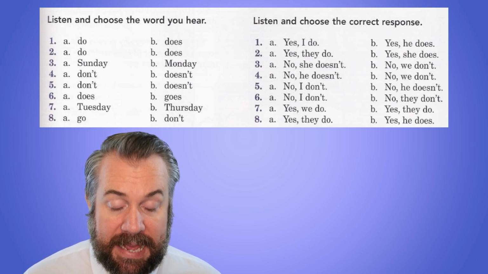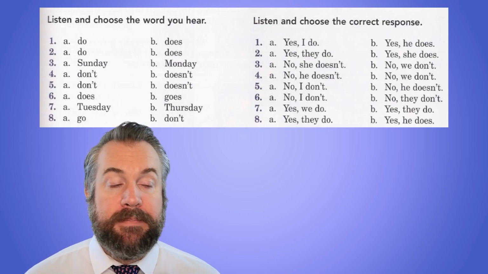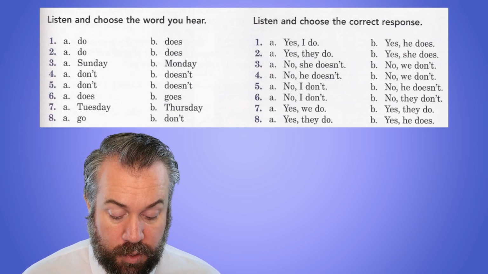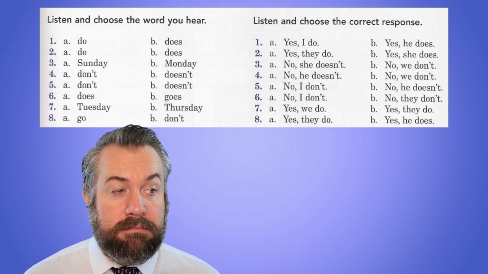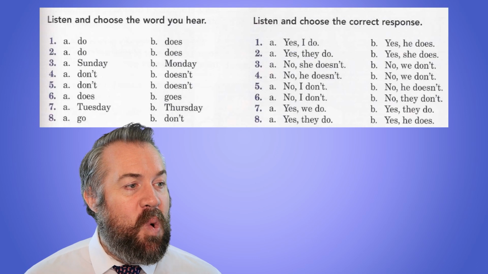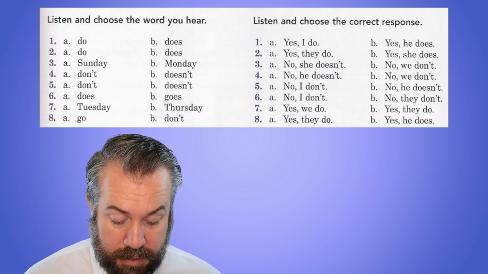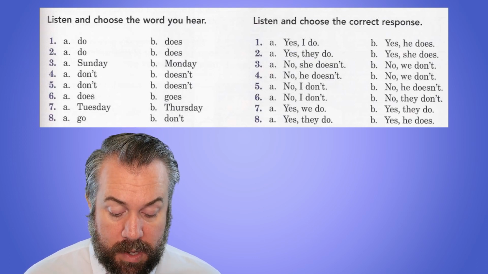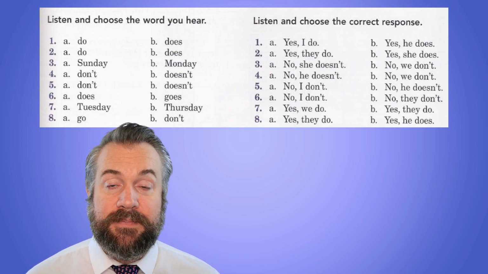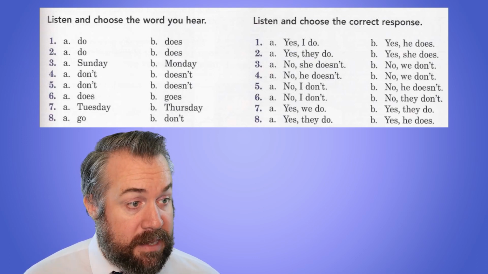Number 5. Does your husband like American food? No, he doesn't. B. The answer is B. No, he doesn't. Number 6. Do you go to school on the weekend? No, I don't. I don't go to school on the weekend. Number 7. Do you and your friends play tennis? Yes, we do. Me and my friends, yes, we do. A is the answer. Yes, we do.